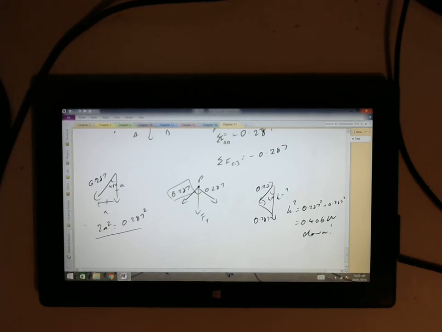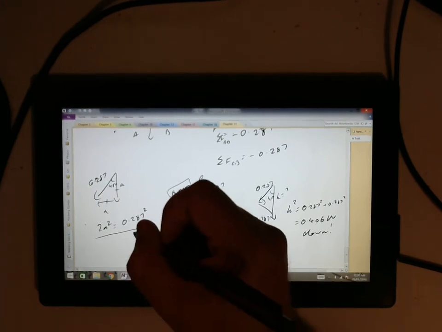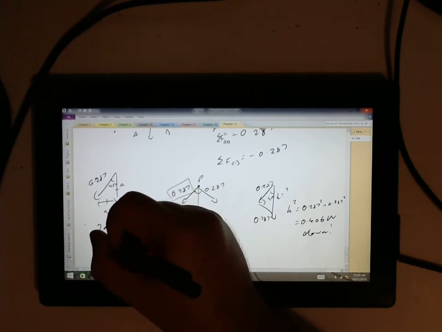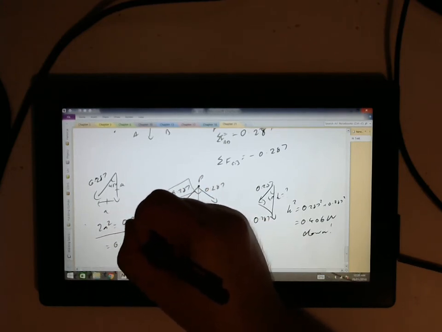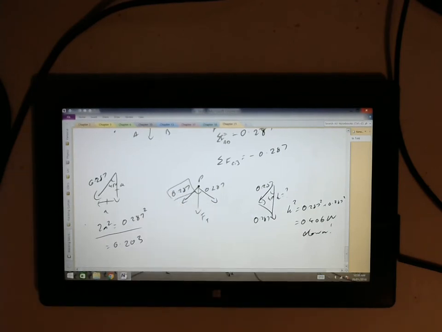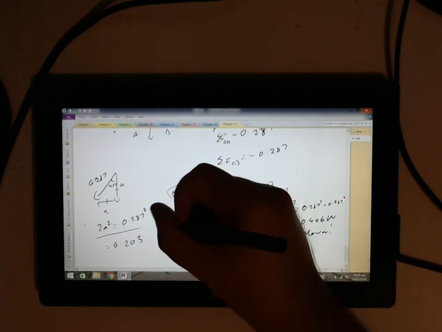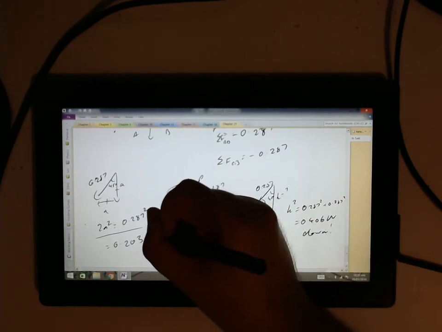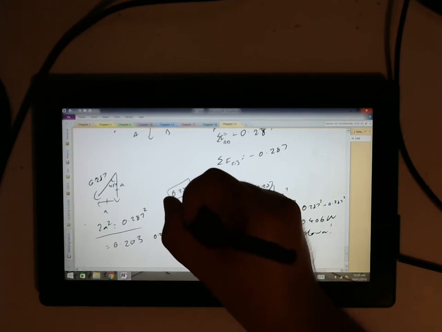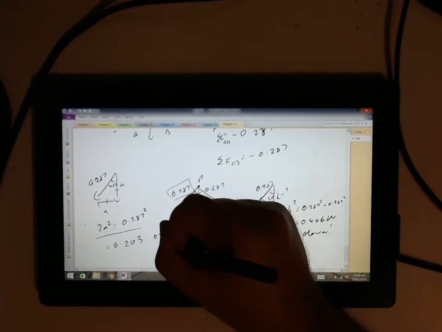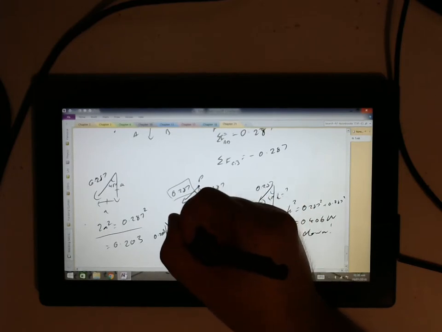So let's use that number, 0.287 squared, divide through by 2, and then take the square root, and that's going to equal 0.203. Now, that's how much is going down, and that's how much is going across. For this other one, it's going to be the same thing. 0.203 down, 0.287 is the hypotenuse. We're going to have 0.203 across.